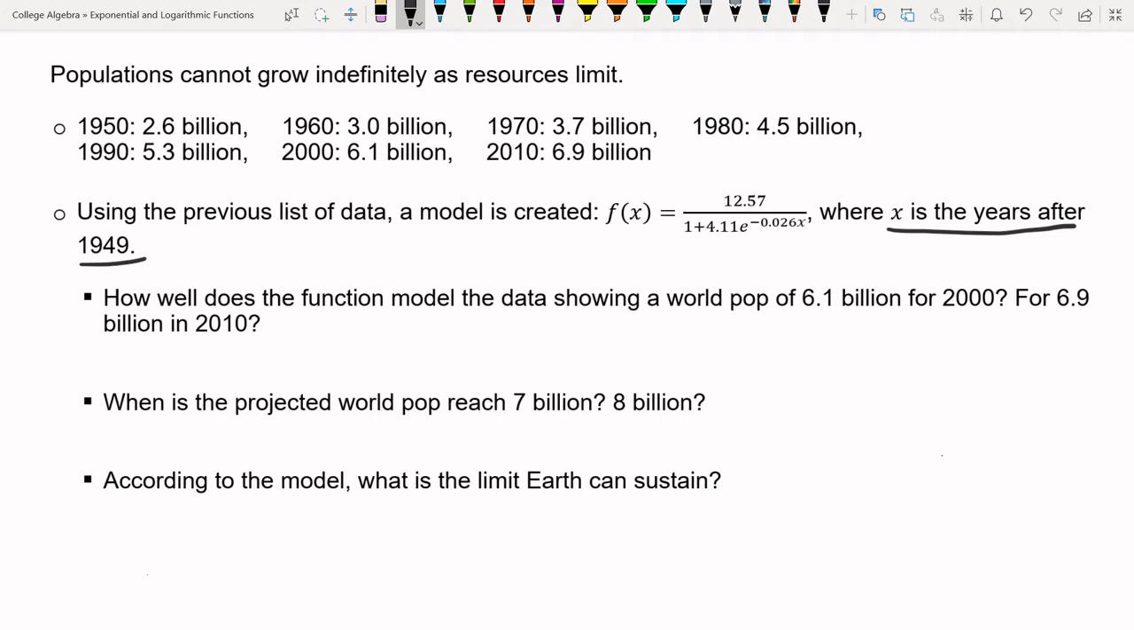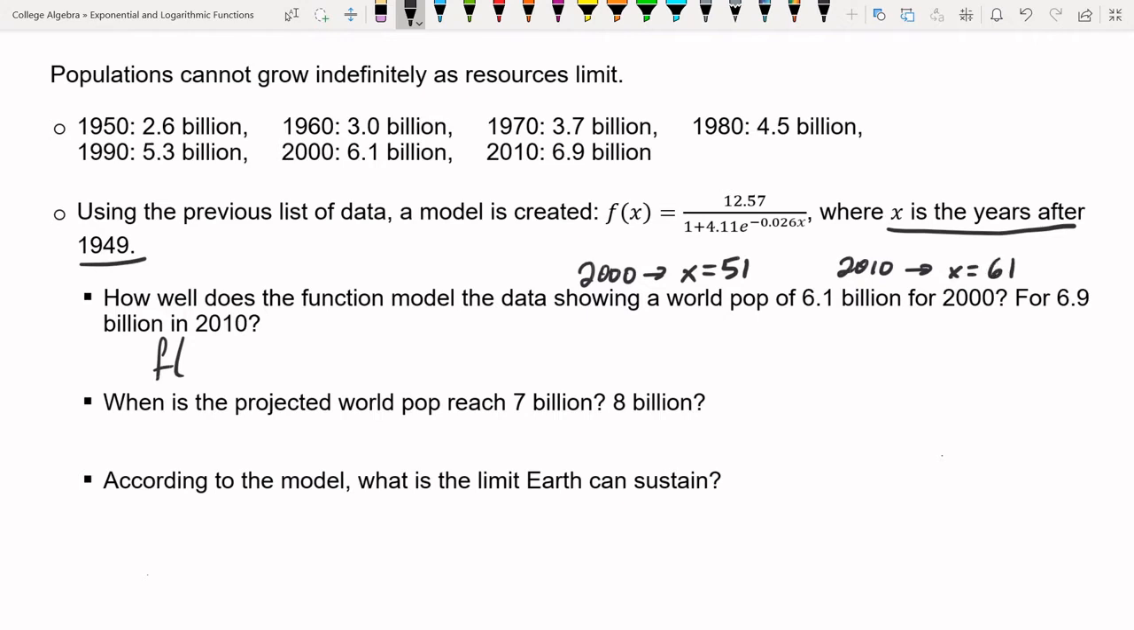How well does the function model the data showing the world population of 6.1 billion for 2000 and 6.9 billion in 2010? So does this model actually follow along with the actual data that's been received? That's the first question here. So to find this, we just have to plug in f of, well, x is the years after 1949. So for 2000, this is the same thing as saying x equal to 2000 minus 1949, which is 51. And for 2010, that's the same thing as saying x equal to 61.